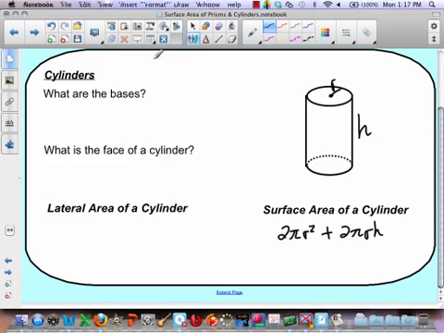Now hold on. Didn't we just say that the surface area of a prism is 2 times the area of the base plus the perimeter of the base times the height? Well, what shape is my base in a cylinder? It's a circle. How do you find the area of a circle, Alexis? Pi r squared. How many of those do I have? 2. So I actually have my 2B right here: 2 pi r squared. There's my 2B.